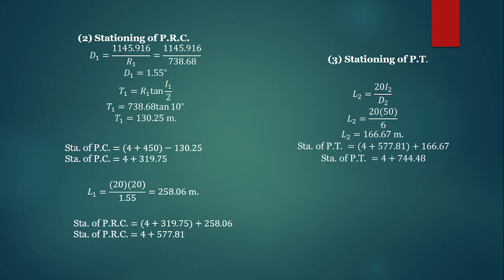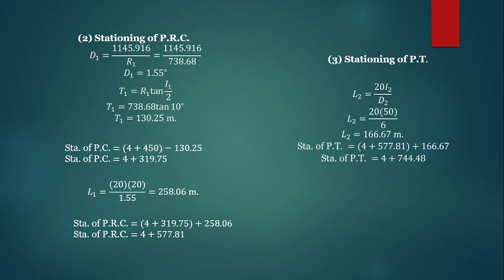Stationing of PRC, una kong hinanap po ay D1 using the formula 1145.916 over R1. So ang D1 ko po ay 1.55 degrees. T1 is equals to R1 tangent I1 over 2. Naging sagot po ay T1 is equals to 130.25 meters. And then yung station of PC is equals to 4 plus 450 minus 130.25. So stationing of PC ay 4 plus 319.75.